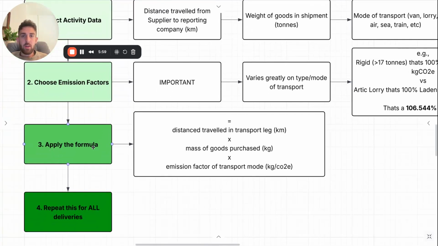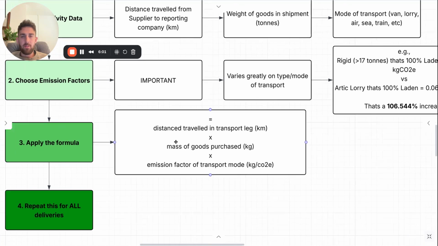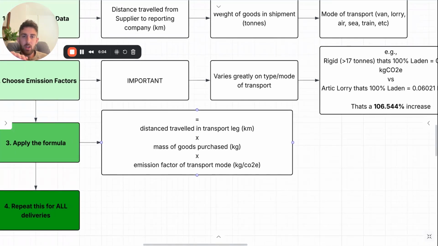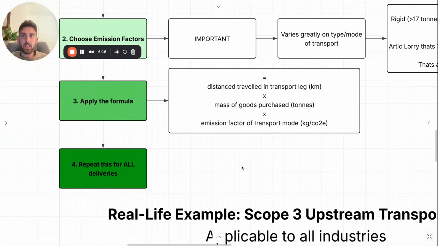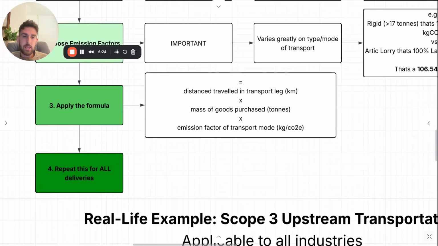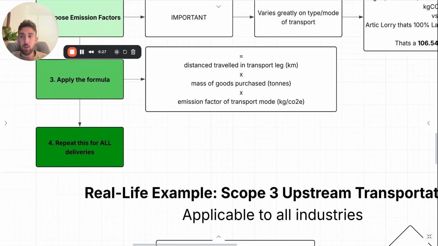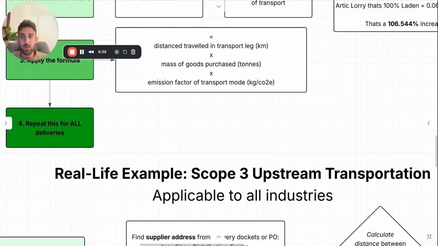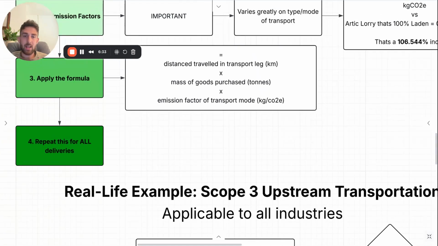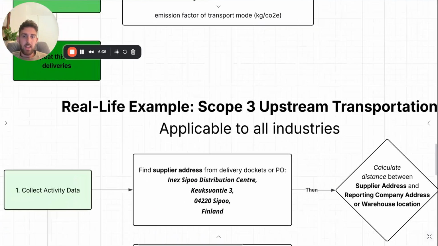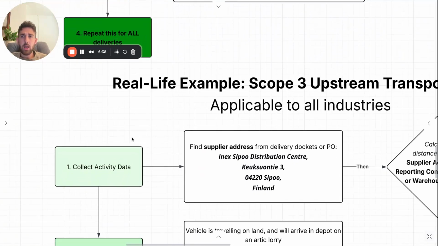So once you've gathered all that data, you then apply the formula, which is simply the distance traveled in kilometers, the mass of goods purchased, which should be in tons, and then multiply by the emission factor for the transport type or mode. And then the final step is that you repeat this for every single delivery in and out for your business, which could be over 300,000 rows. So this is where data management is really important. And again, you don't need to use software for this, and we'll show you the exact steps that we use to do that.